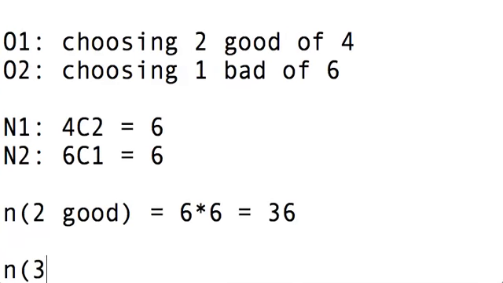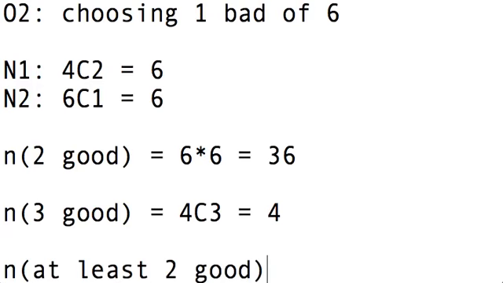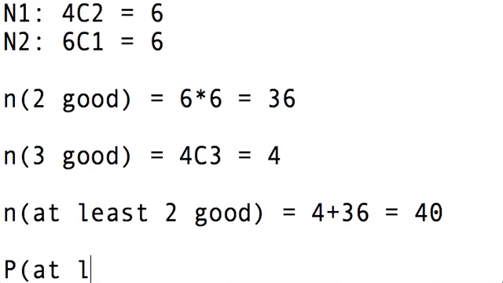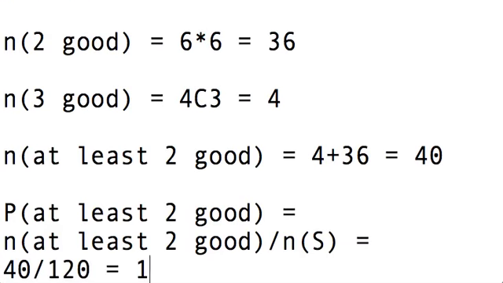How about the number of ways of choosing 3 good? Well, there's only one operation here. I'm just choosing 3 good out of the 4. So this is 4 choose 3. Check it. The number of ways of doing this is 4. So the number of ways of choosing at least 2 good is 4 plus 36, which is 40. So that means the probability of at least 2 good is equal to the number of at least 2 good divided by the total number of ways of choosing 3 batteries, which is 40 divided by 120, which is 1/3.